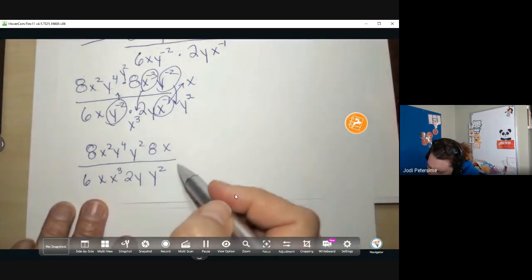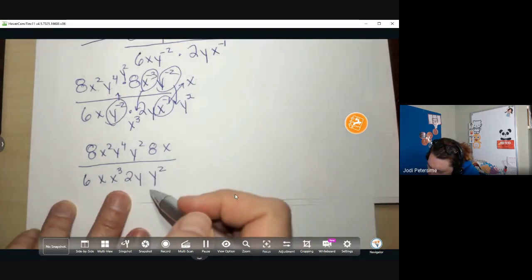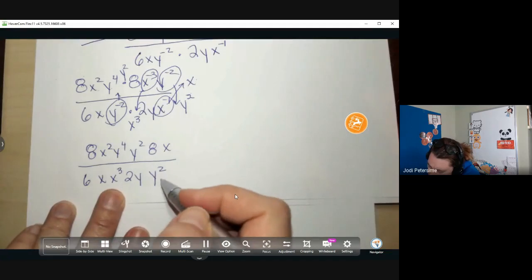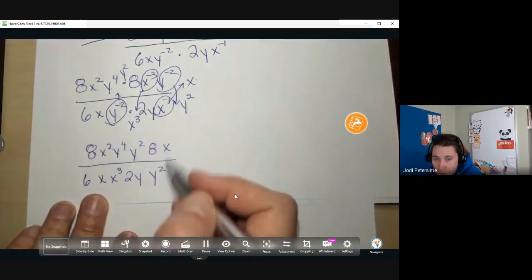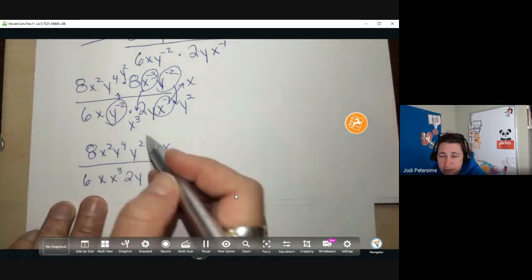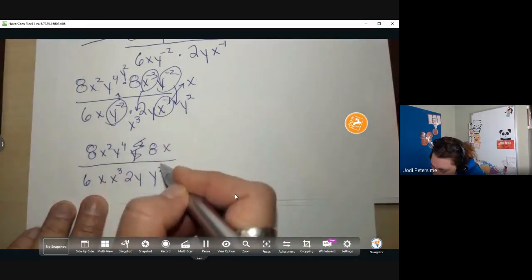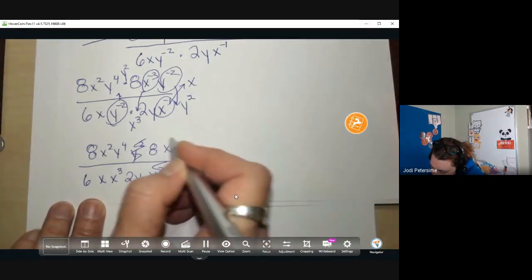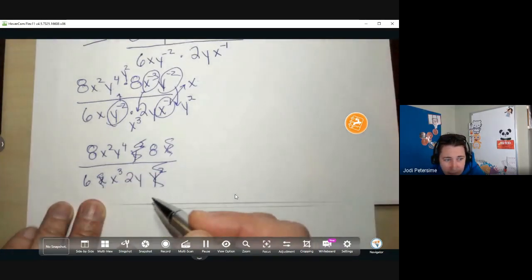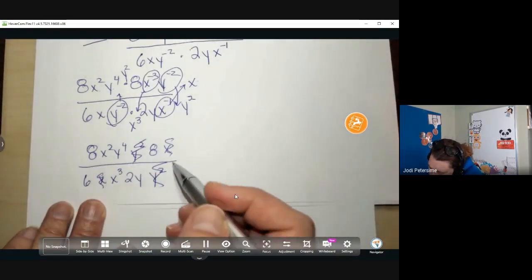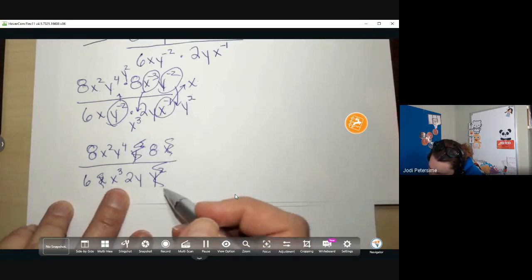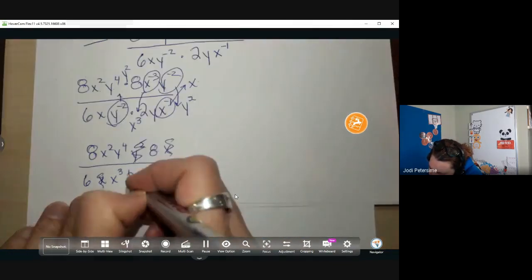All right, so now I'm going to do some smushing together here, or canceling. It really doesn't matter how you go about doing this. You could put it together and then cancel, or you could just cancel. So I see a y squared here and a y squared, an x and an x, and a 2 and an 8.